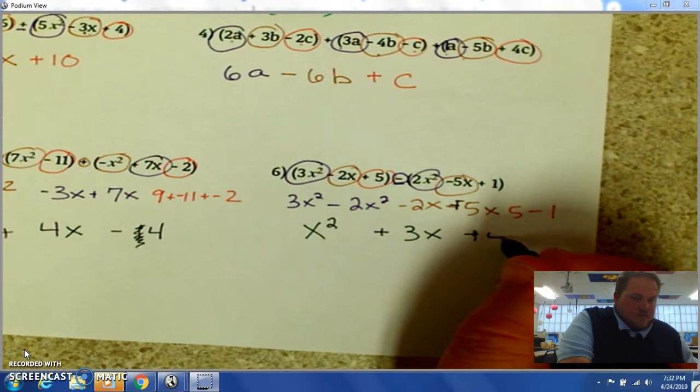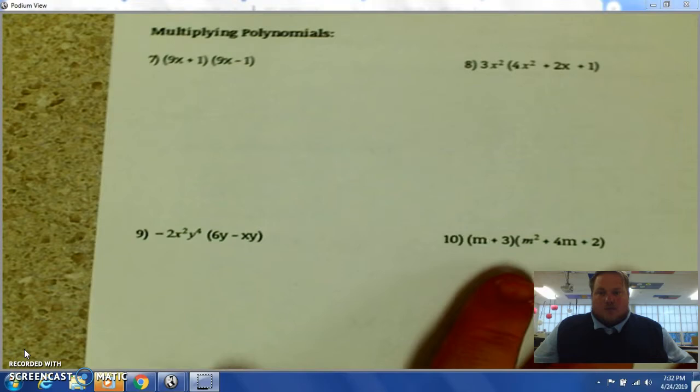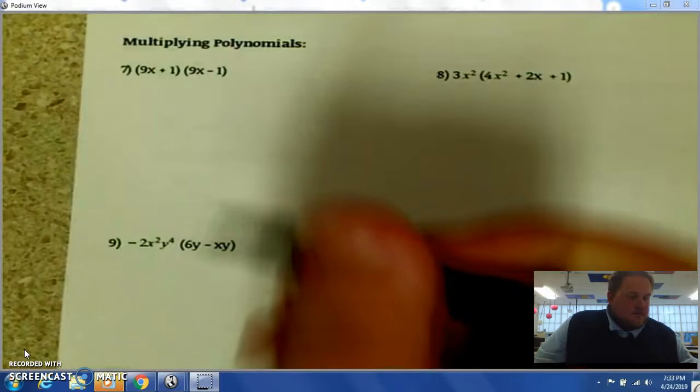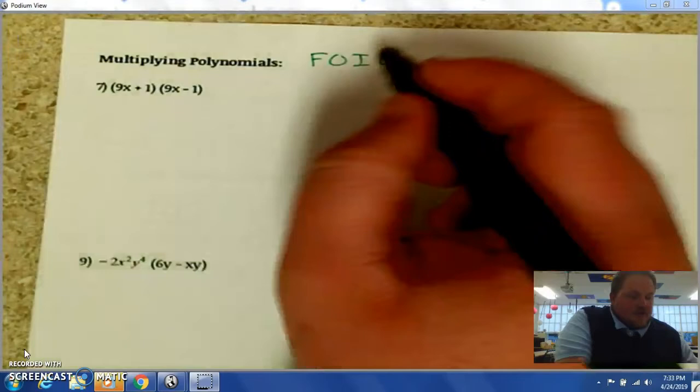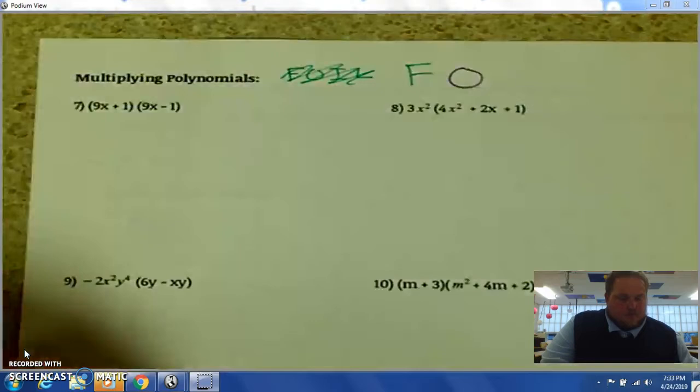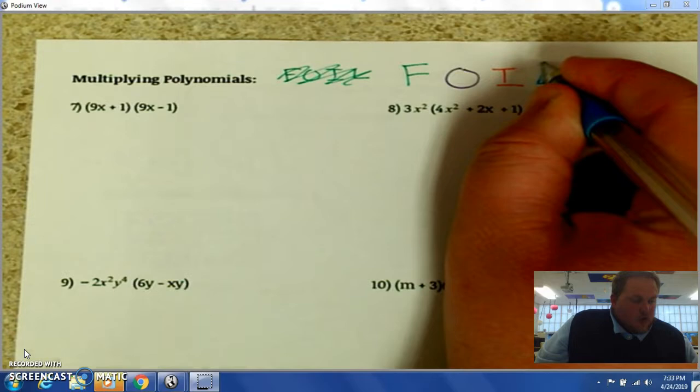Okay. Let's go ahead and flip to the back. Now we're multiplying polynomials, so we're going to use our FOIL method. Okay, remember the FOIL. Actually, I'm going to color coordinate this. I like colors. Okay, I made a little boo-boo, so I had to redo this. I figured out how to do that.